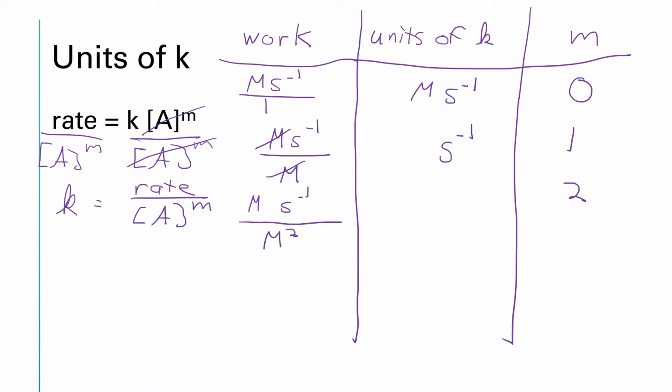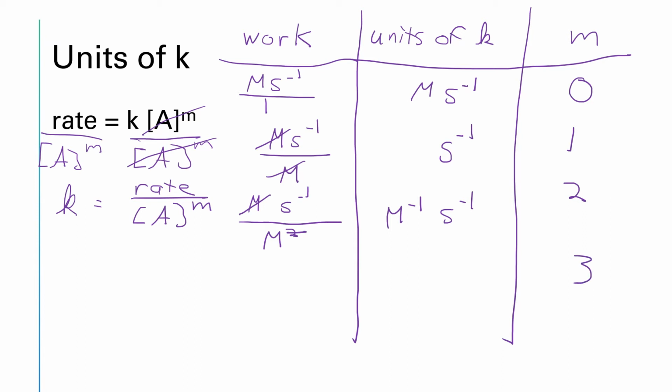Because remember, when we do something like squaring, we have to do it not just to the number, but also to the unit, so the molarity gets squared. Well, there's 1 molarity in the top and 2 in the bottom, so one of those will cancel out. And if I have molarity in the bottom, that's the same thing as writing molarity to the minus 1, and then I still have the seconds to the minus 1. Okay, let's do one more of these.